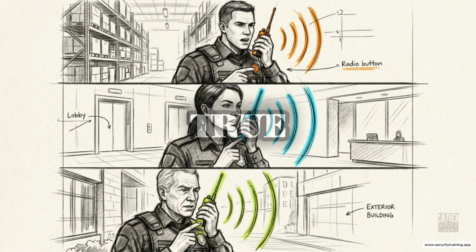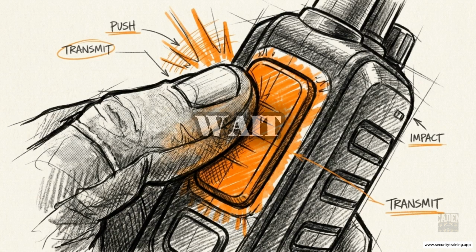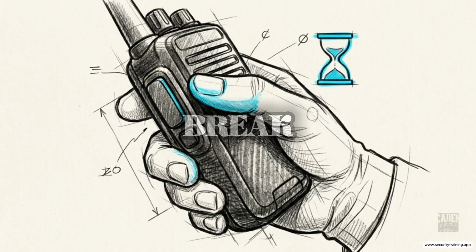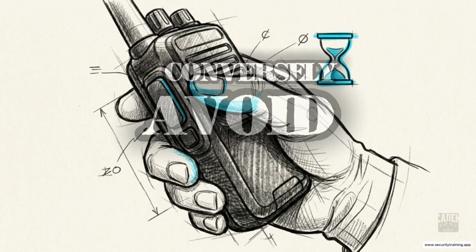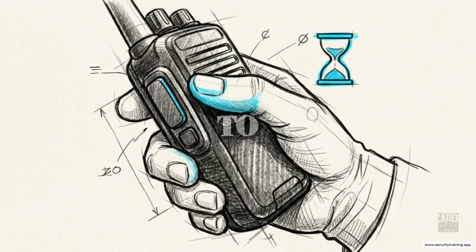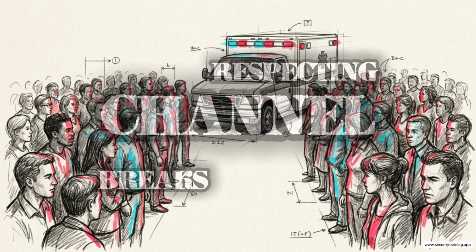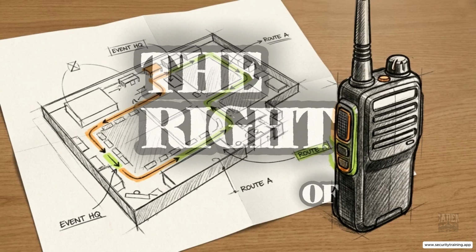If you have a true emergency and the channel is clogged with non-urgent chatter, wait for a pause and say, "break, break, break." Conversely, avoid tailgating, keying your mic immediately after someone finishes, to leave room for emergency breaks. Filtering language protects privacy. Respecting channel breaks ensures true emergencies get the right of way.